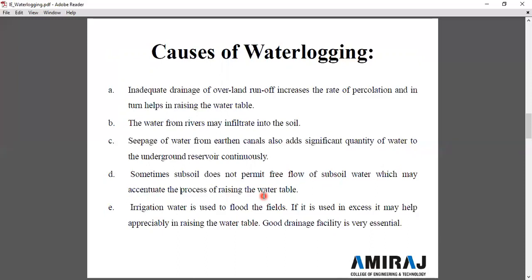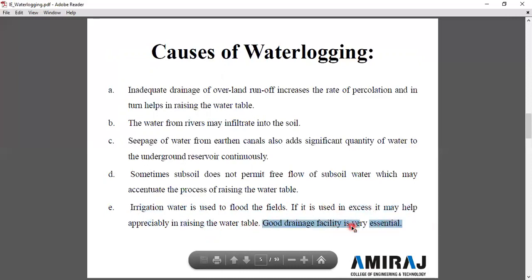So due to that, there are chances of rising of the groundwater table, and the water which is diverted from the canal or from the river to the field is stored in the field zone. Irrigation water is used to flood the field. If it is used in excess, it may help appreciably in rising the water table. Good drainage facilities are very essential. So there are different types of causes of waterlogging.